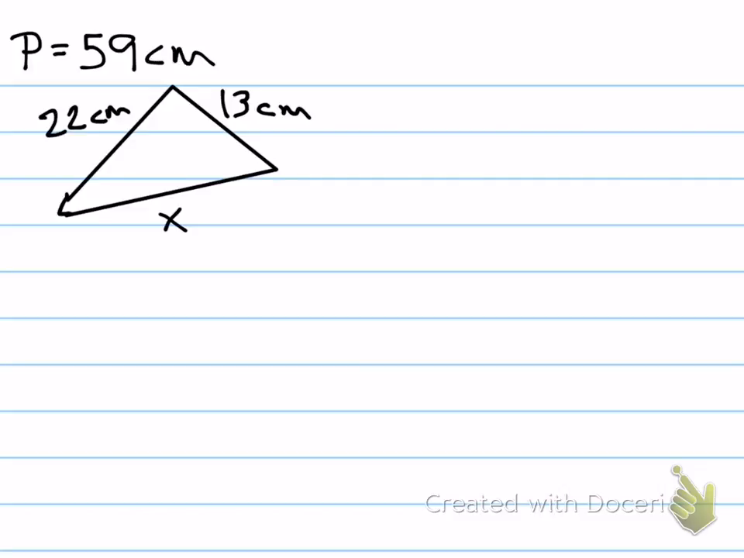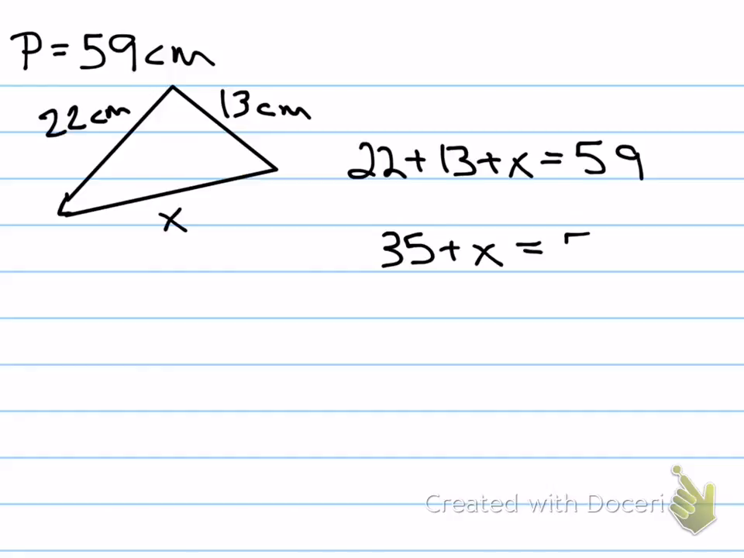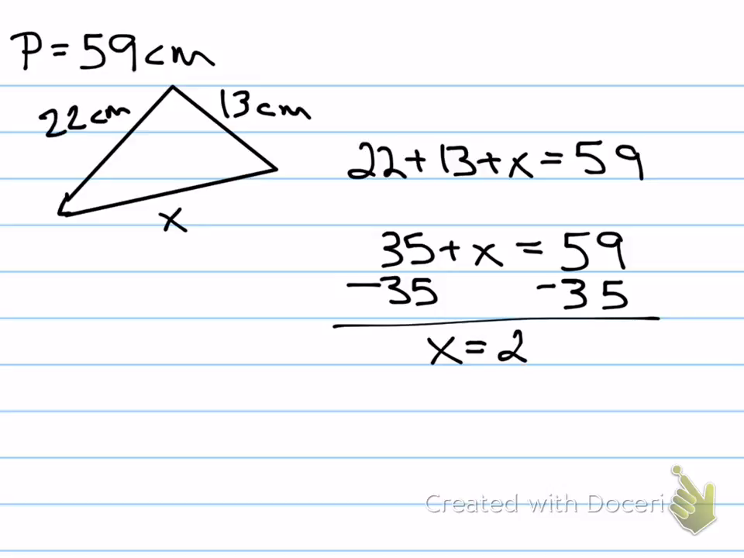I want you to try to set up an equation to solve this. Remember, the equation must include a variable. Okay, so I'm going to write 22 plus 13 plus x equals 59. All right, and then it's going to be 35 plus x equals 59. What do I need to do to both sides? Subtract what? 35 from both sides. And x equals 24 centimeters.